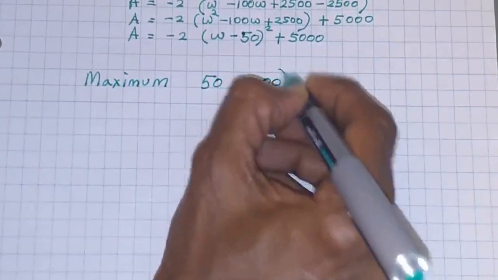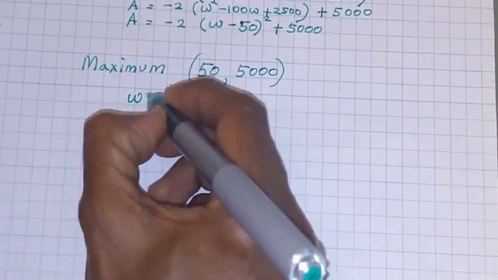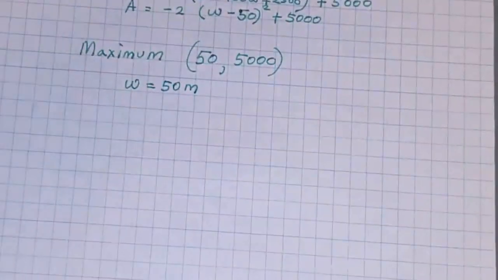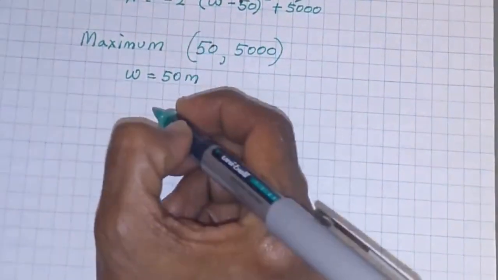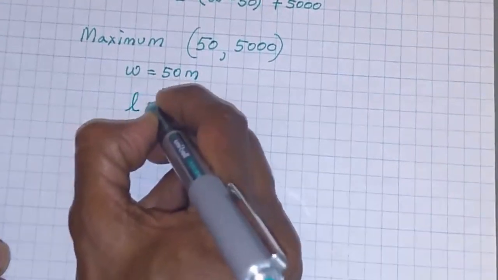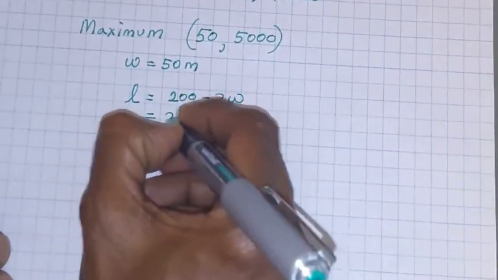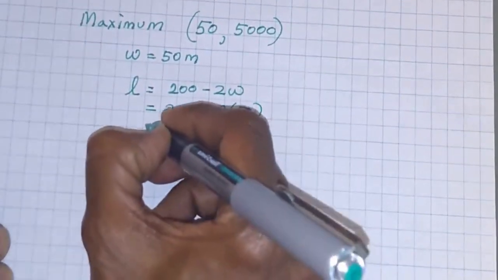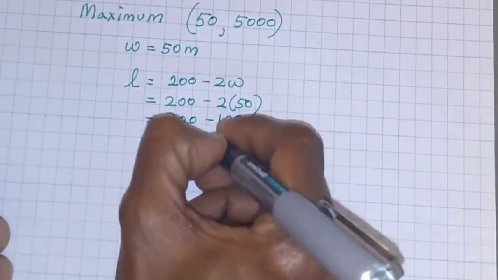My 50 is the value of the width. So when W is equal to 50 meters, that would give me the maximum area. But I'm asked for both dimensions, so I have to find the corresponding length. And I do have an expression for that. L is equal to 200 minus 2W. So 200 minus 2 times 50, that's 200 minus 100, which would be 100 meters.